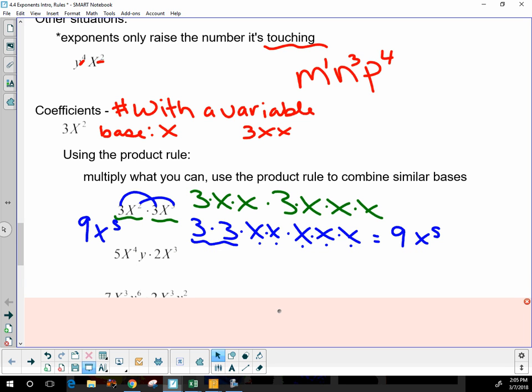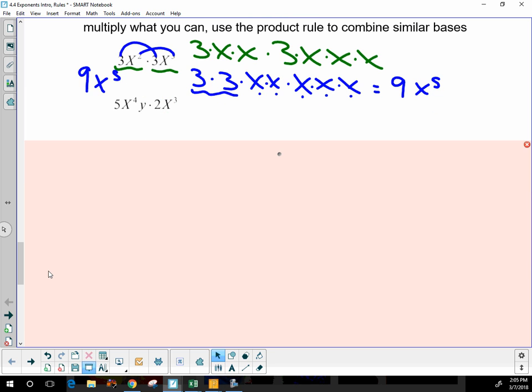So take a look at this one. Try doing this one yourself. I'm going to scroll up on this while you work on that for a sec. Some of you might already be done. If not, pause the video, finish working on it, and see what you get. I have 5 times 2 equals 10. There's 4 x's here and 3 here. And then there's only 1 y.